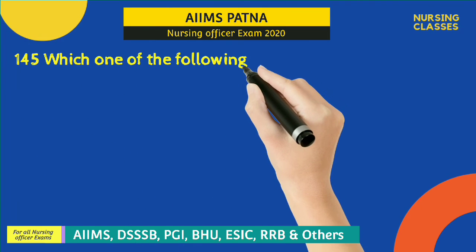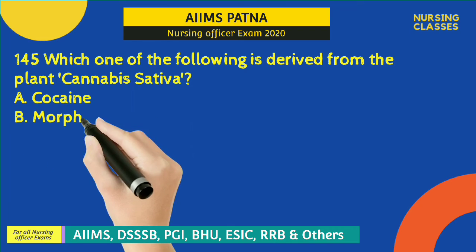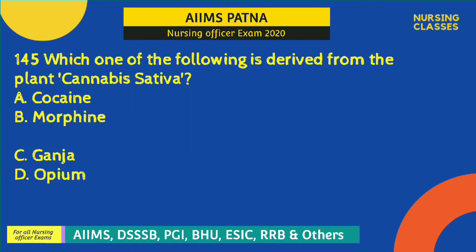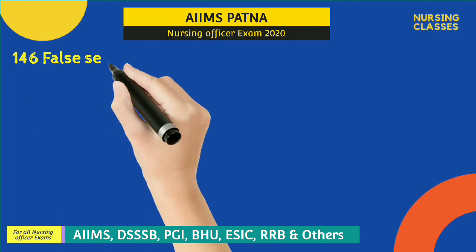145. Which one of the following is derived from the plant Cannabis sativa? A. Cocaine, B. Morphine, C. Ganja, D. Opium. Correct answer C. Ganja.